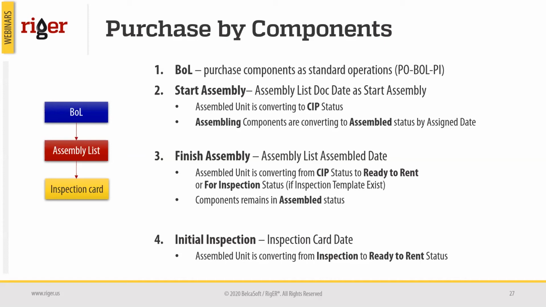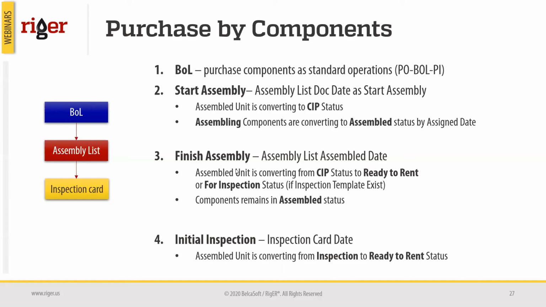And after that, as we decide to build a particular unit, we start the assembly. We add the new document, assembly list, with type assembly, and start collecting and adding the different components and bolting them together until we finally build the assembly. And when we finish the assembly, we enter the assembly date. So in this case, we will have two different dates. One is the start of the assembly. Second is the finish of the assembly.